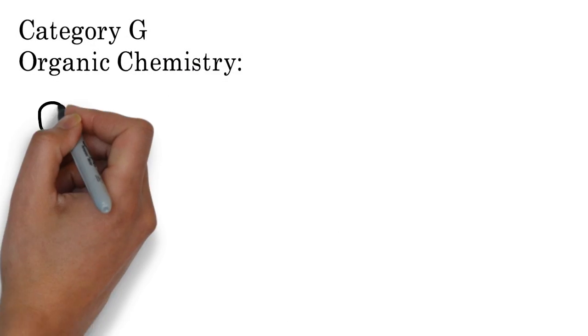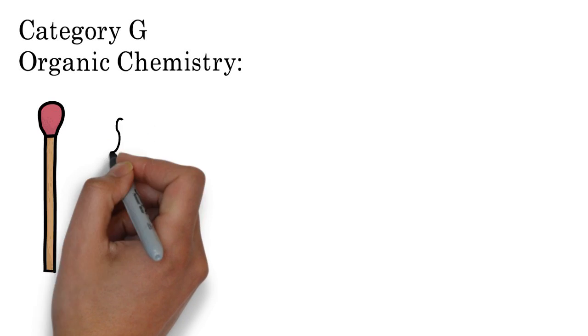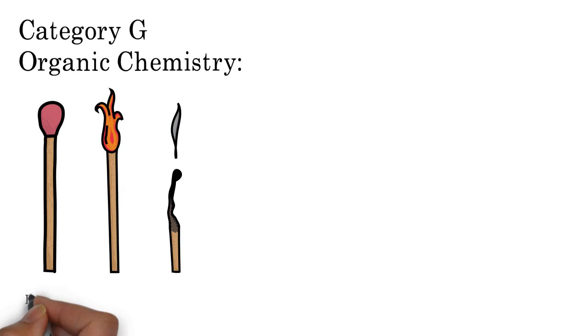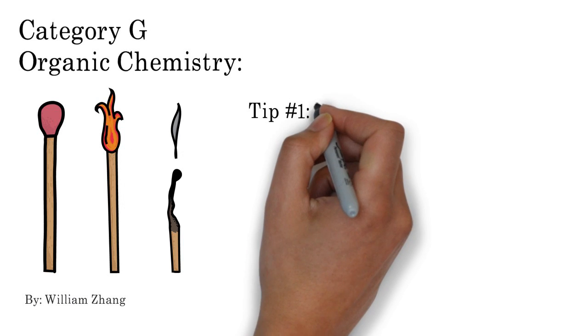Category G is organic chemistry. So this is probably the last unit in your chemistry course, and hopefully with the tips that we have for you in this video, you won't feel like you're dying before your chemistry exam.